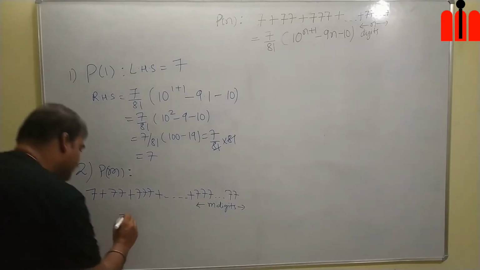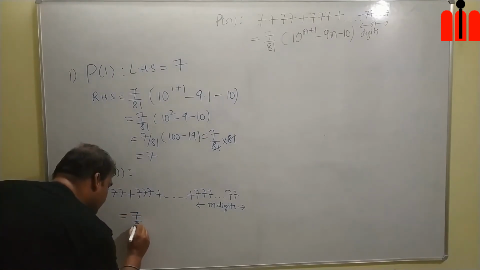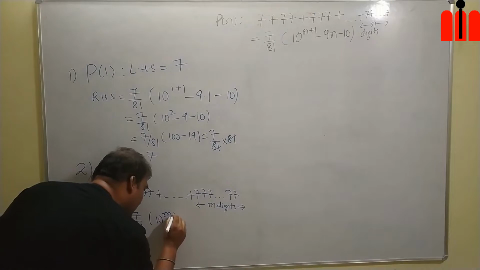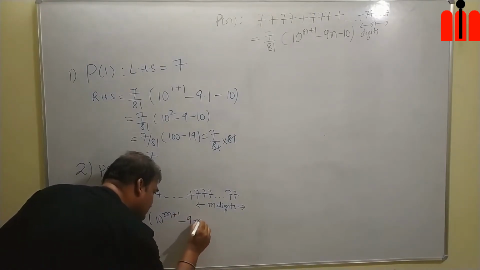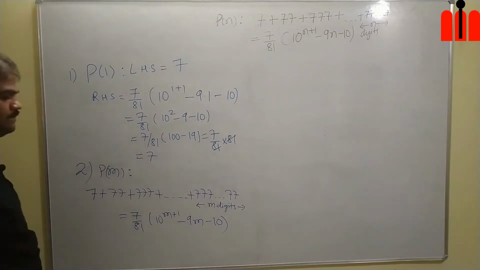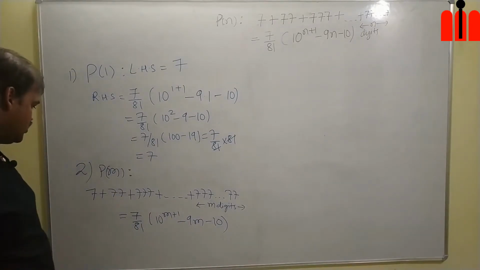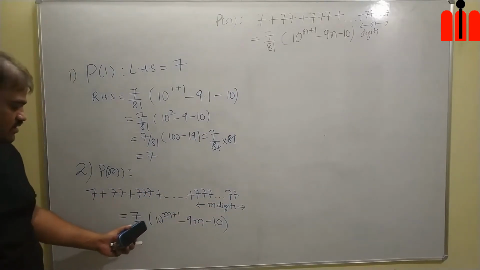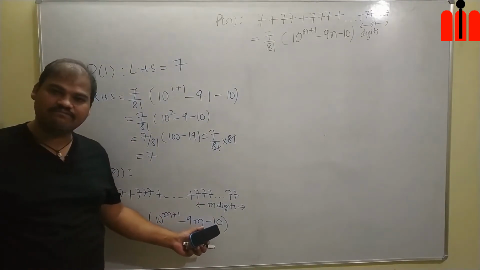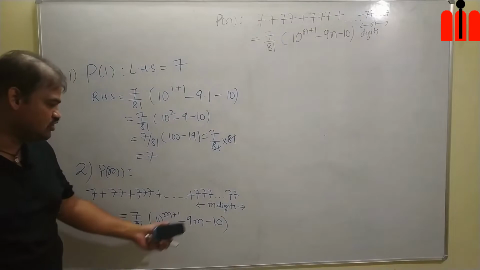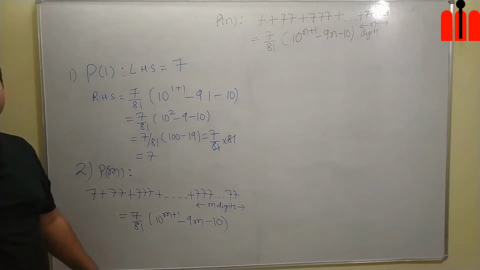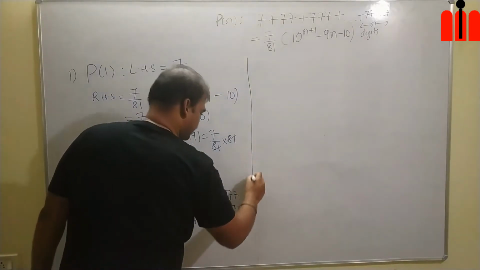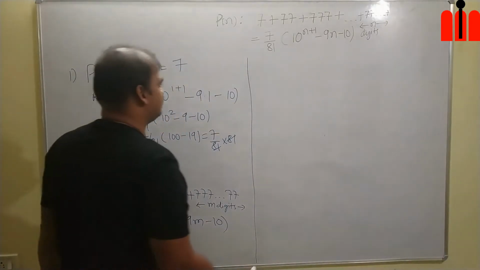Now what will be my RHS? My RHS will be 7 by 81 into 10 to the power of m plus 1 minus 9m minus 10. So this entire LHS is equal to 7 by 81 into 10 to the power of m plus 1 minus 9m minus 10. This is the concrete statement we have derived in this problem. Let's move on to our main step, which is my induction step.